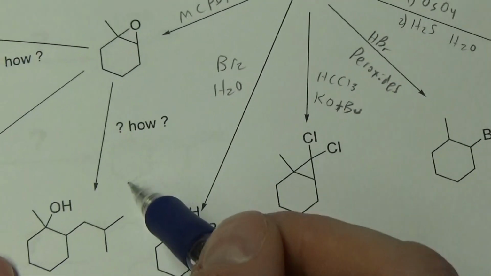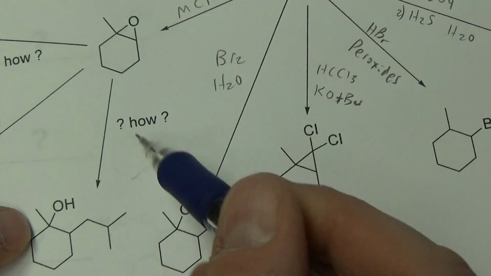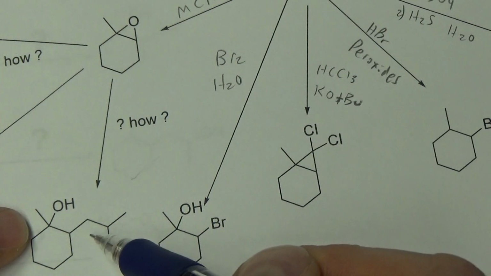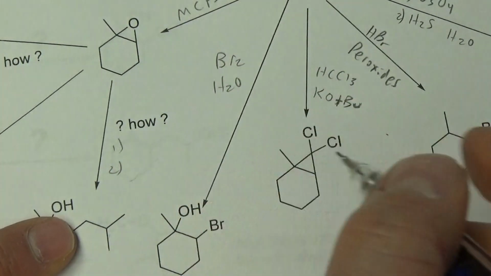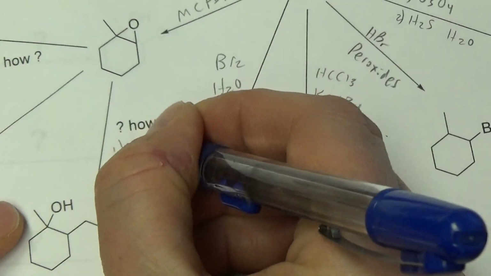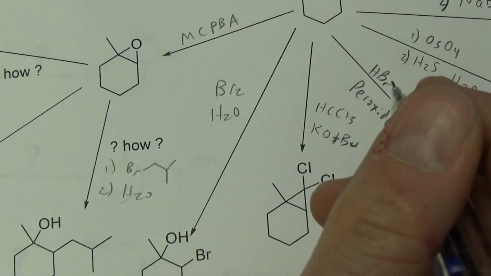How do we add apparently an isobutyl group to that epoxide from the least hindered side? Well, we just add that thing as a Grignard, so it's the Grignard reagent, BrMg, and then water. Okay.